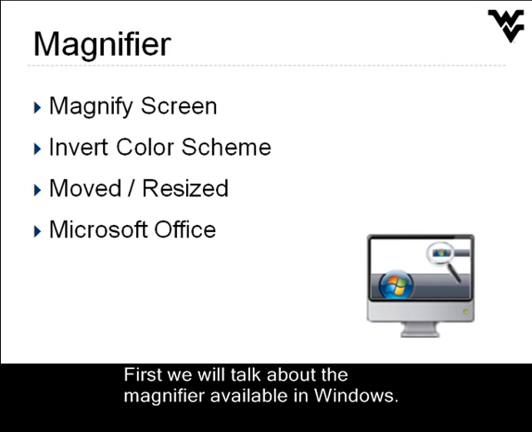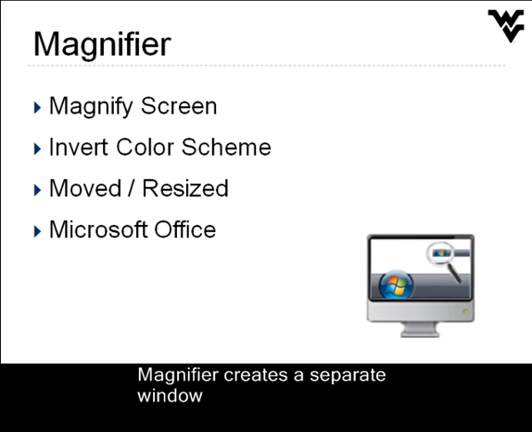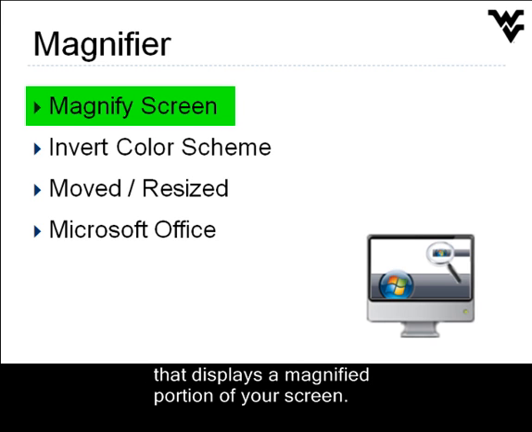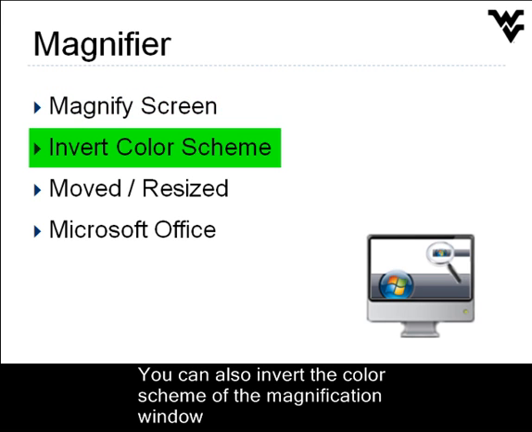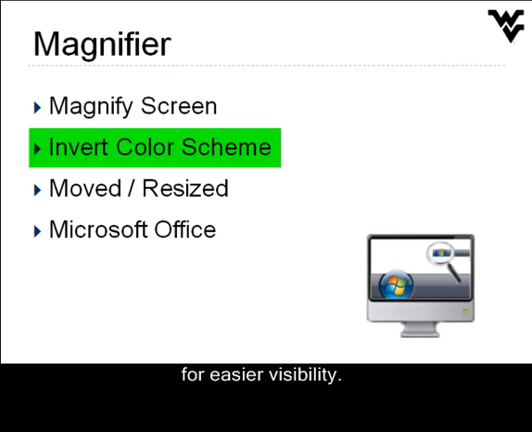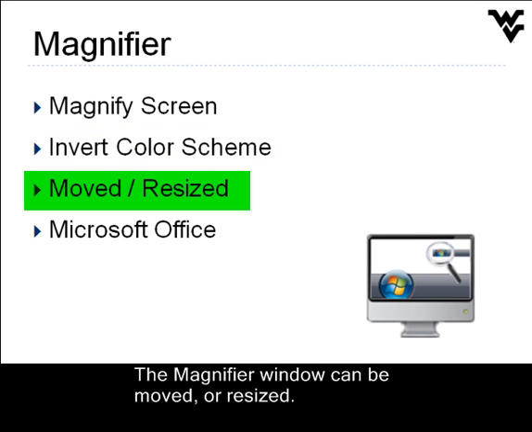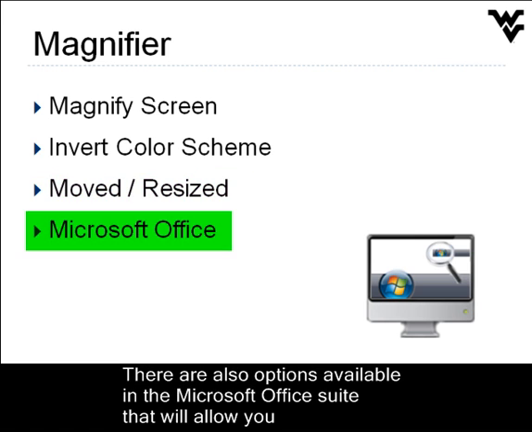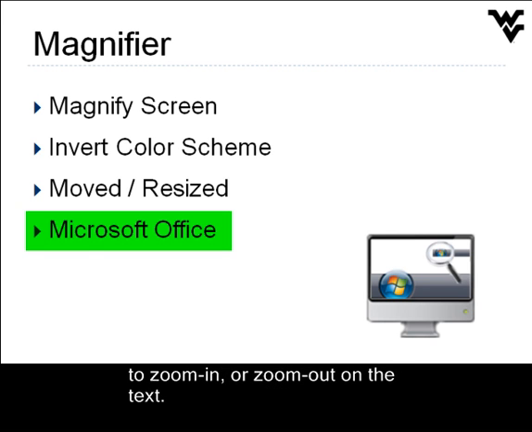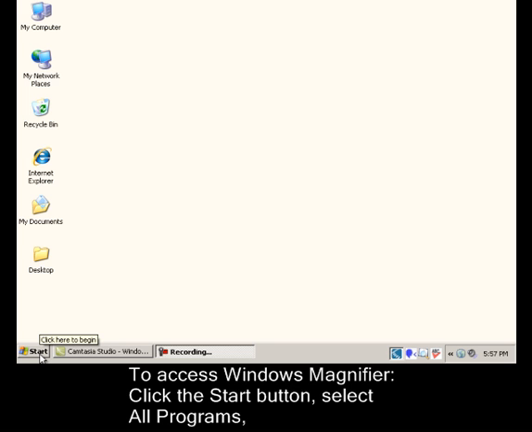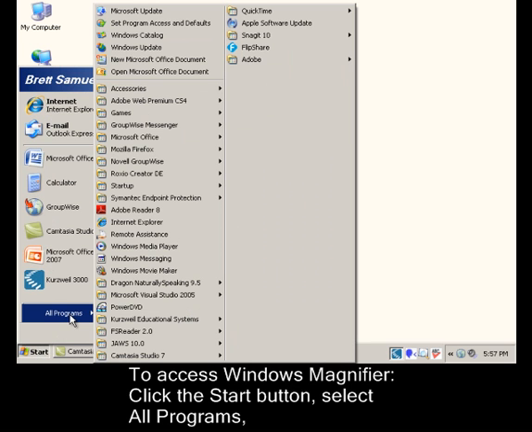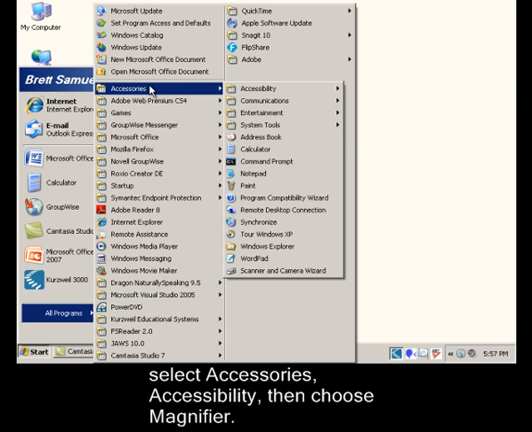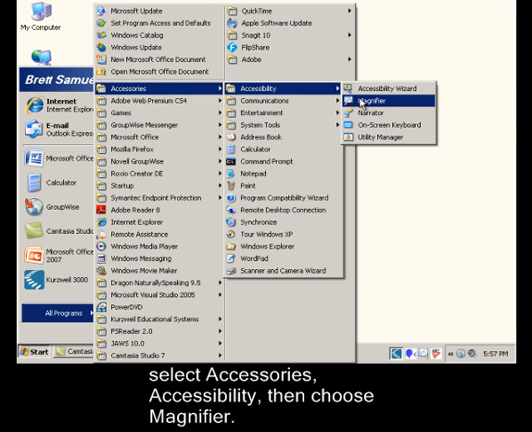First, we will talk about the magnifier available in Windows. Magnifier creates a separate window that displays a magnified portion of your screen. You can also invert the color scheme of the magnification window for easier visibility. The magnifier window can be moved or resized. There are also options available in the Microsoft Office suite that will allow you to zoom in or zoom out on the text. To access Windows Magnifier, click the Start button, select All Programs, select Accessories, Accessibility, then choose Magnifier.